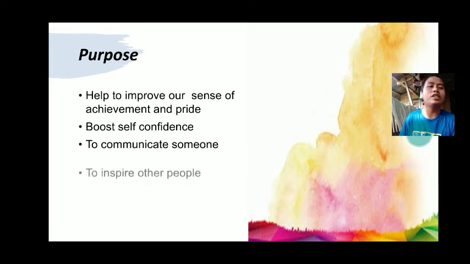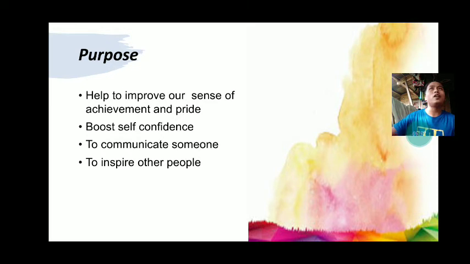Speaking of inspiration, to inspire other people, the people in the darkest times, art brings light, art brings hope to improve and be successful in the future. Then promote culture.